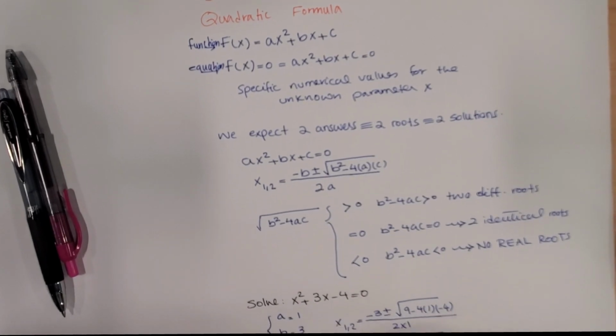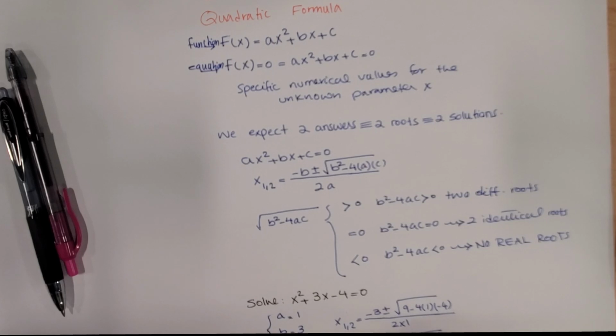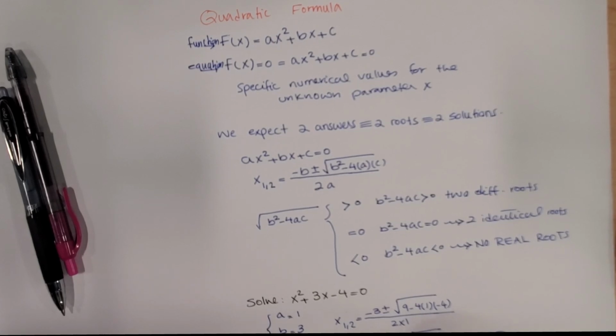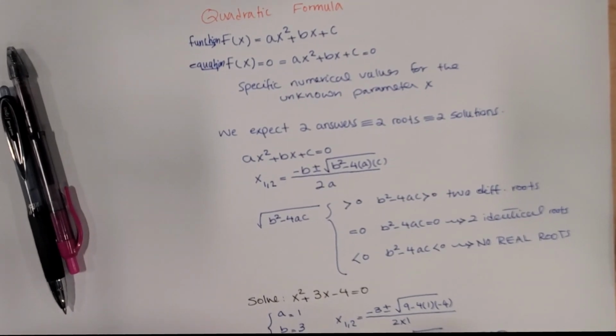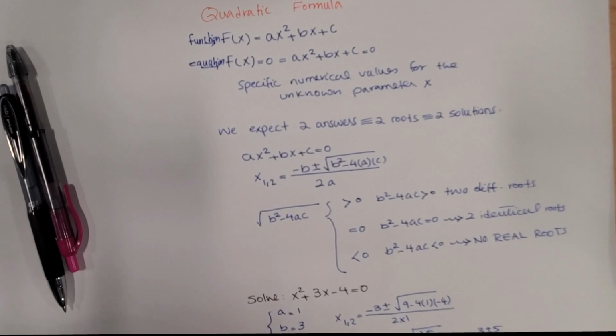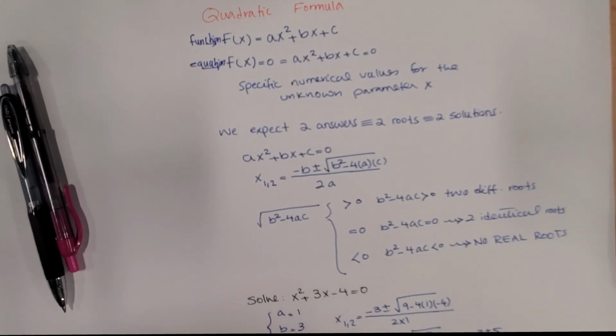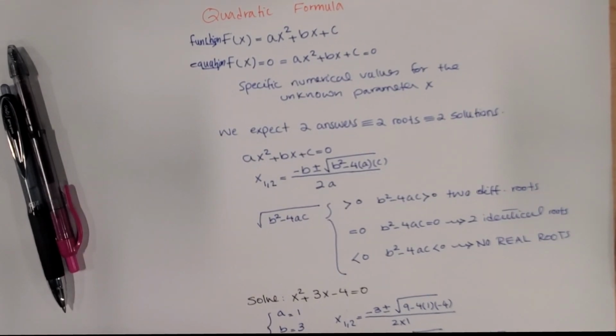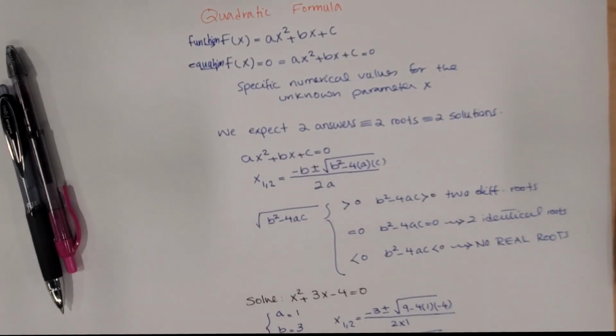So if I want to simplify it one more step, my x1 would be -3 plus 5 divided by 2, which would be 1. The x2 would be -3 minus 5 over 2, which is -4. So by solving this quadratic equation, I found 2 roots or 2 answers. And what does it mean?